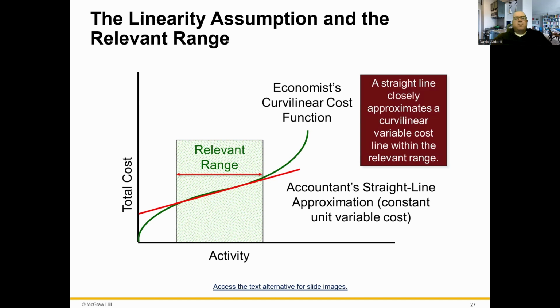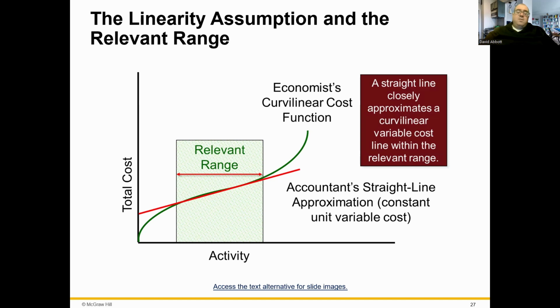But let's say that you need to run another shift. Then you're going to have to, it outside of that relevant range, it is going to make that fixed cost go up, because you're now having to hire another production supervisor in order to take over that other shift. So within a certain range, it's going to be constant. But once you get outside of that, then that's where it's going to be.